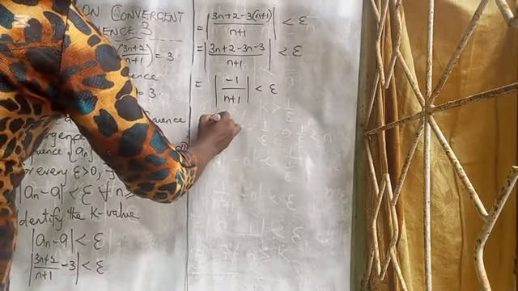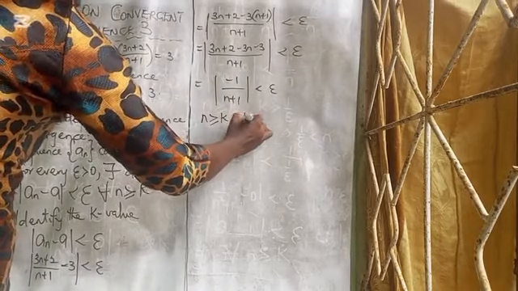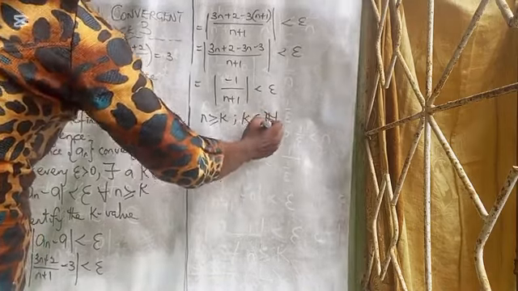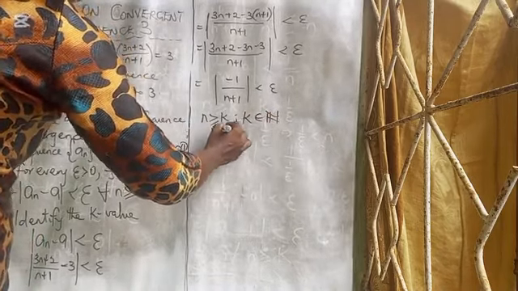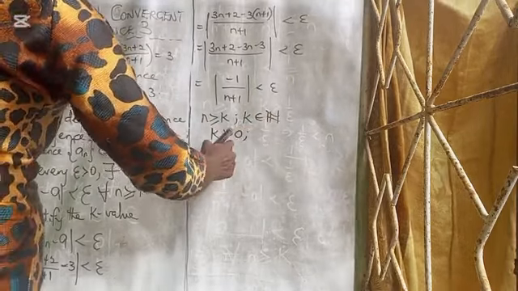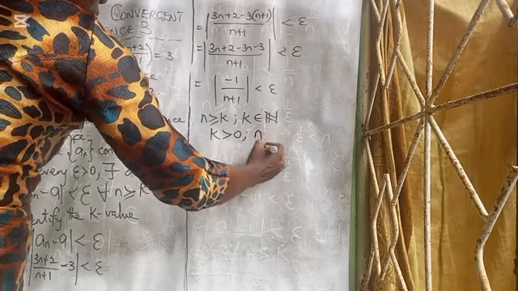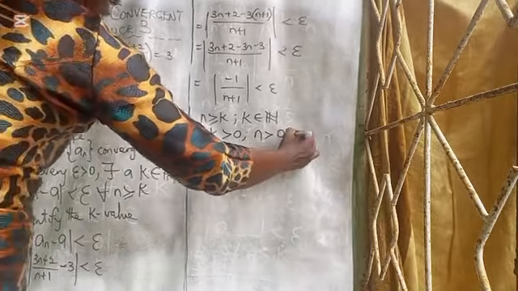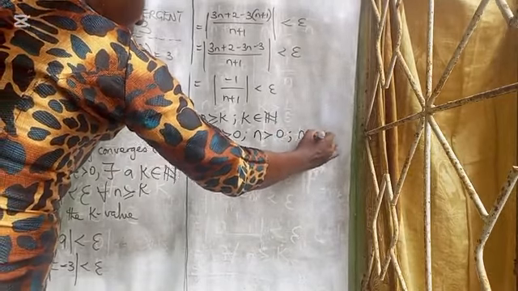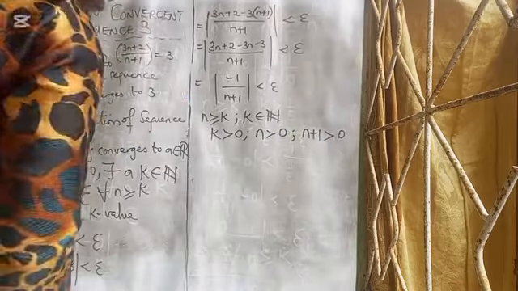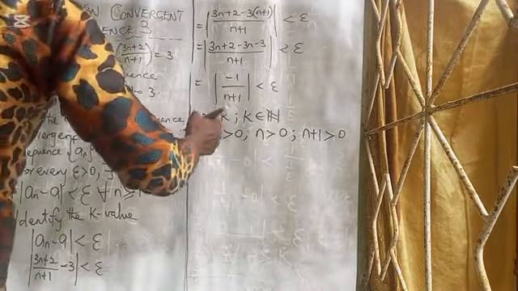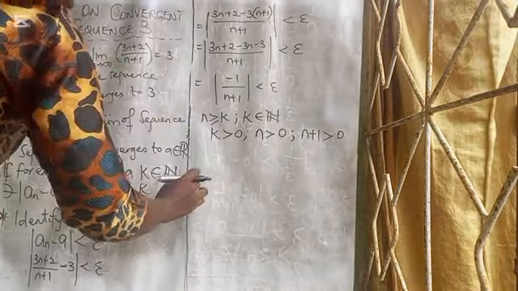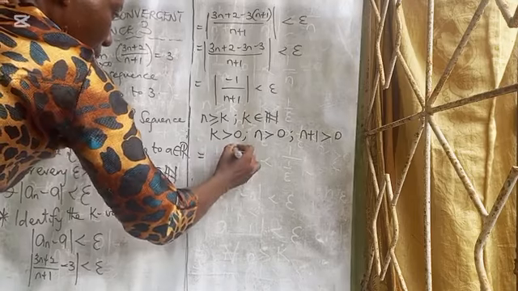But our n is greater than or equal to k, where k is an element of natural numbers. And since k is an element of natural numbers, it implies that k is greater than 0. And if k is greater than 0, then our n is greater than 0. And if n is greater than 0, then absolutely our n plus 1 will also be greater than 0. And so for minus 1 over n plus 1, we can take away the absolute value now, and we have 1 over n plus 1.